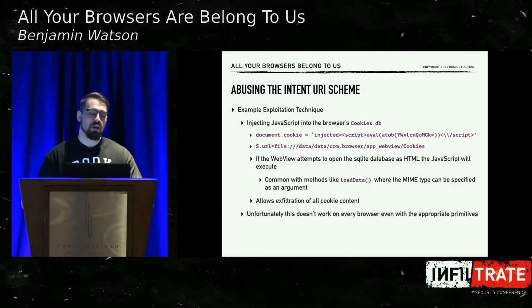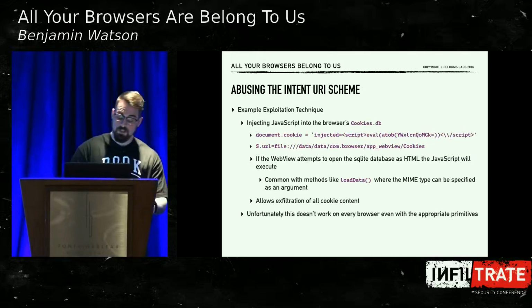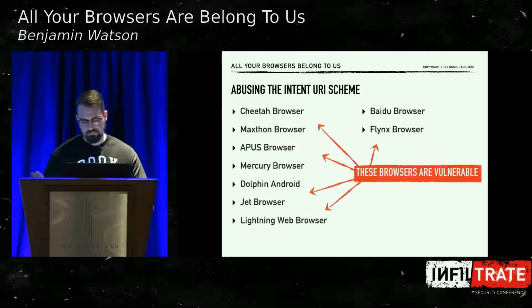This is not very common with load URL stuff, but it's also very common with load data with base URL, because often you will see, as an argument specified to one of those methods, the MIME type is hard-coded. And I'll show you an example of that. So if the MIME type is text HTML, then you have more reliability to get your JavaScript to execute and start your cookie data exfiltration process.